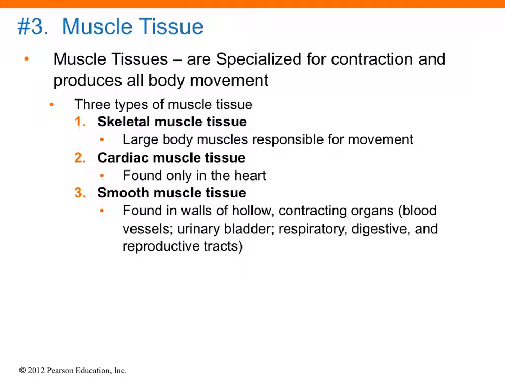Skeletal muscle are large body muscles responsible for movement. Cardiac muscle is only found in the heart, and smooth muscle is found on the walls of the hollow contracting organs, blood vessels, urinary bladder, respiratory, digestive, and reproductive tracts.